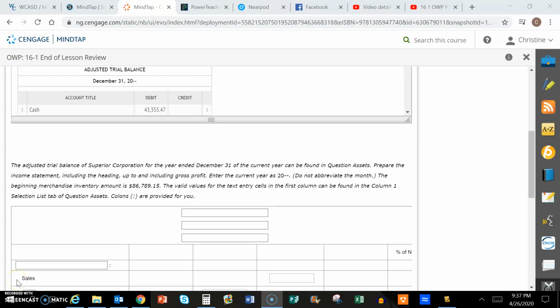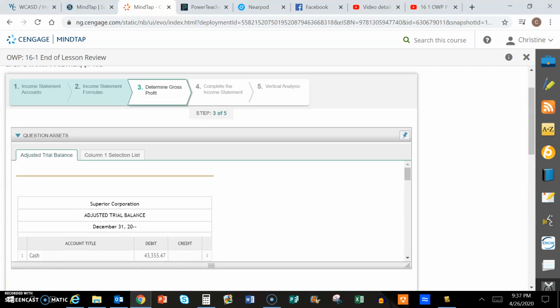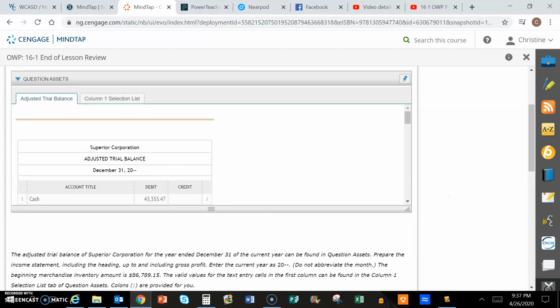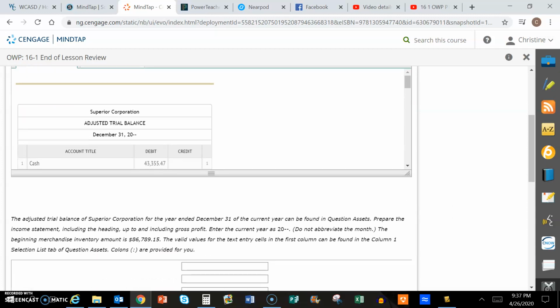Okay, guys, we are on the next step, step 3, determine gross profit. It says the adjusted trial balance of Superior Corporation for the year ended December 31st of the current year can be found in the question assets above. Prepare the income statement, including the heading, up to and including gross profit. Enter the current year as 20 dash dash. The beginning merchandise inventory amount is 86,789.15.